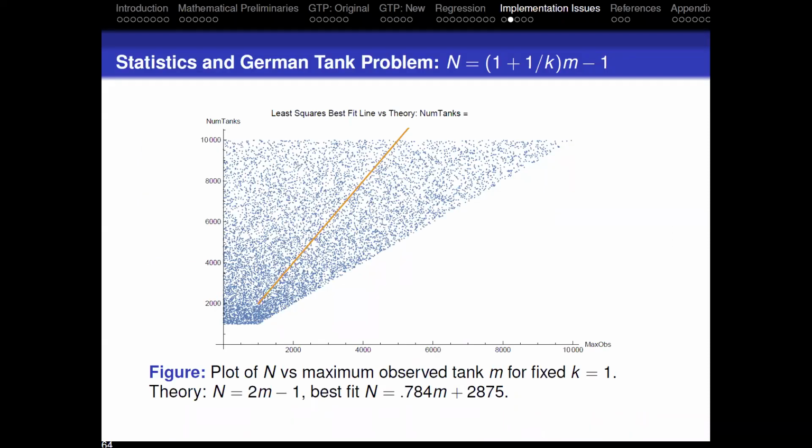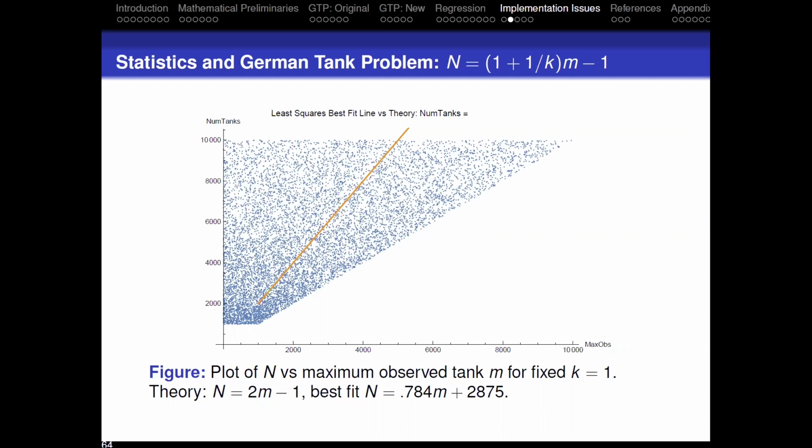Whenever you are doing mathematics, especially if you're doing something with applications, you want to ask yourself, is the answer reasonable? So here, let's take the value K equals 1. So we only observe one tank. I'm doing a huge number of simulations where the number of tanks ranges from about 1,000 to 10,000, and I'm plotting N versus the maximum observed tank. Theory says N should be 2M minus 1, and in practice, I'm getting 0.784M plus 2,875.